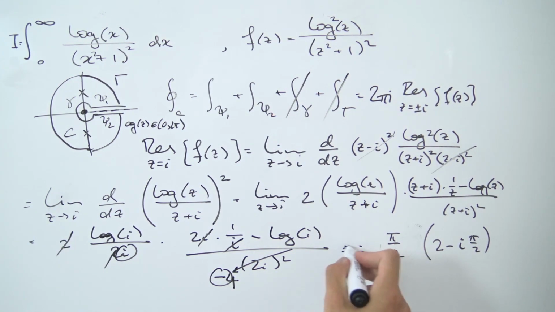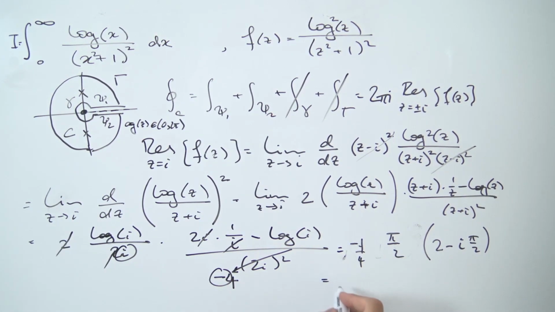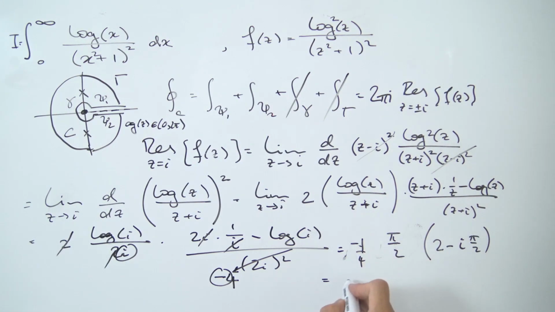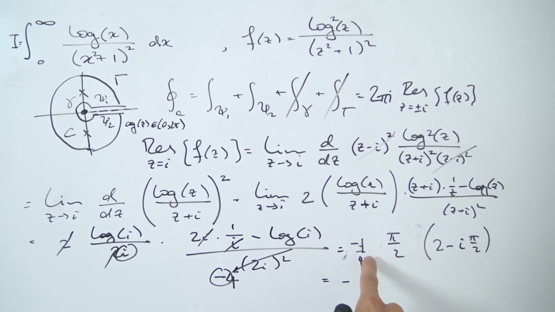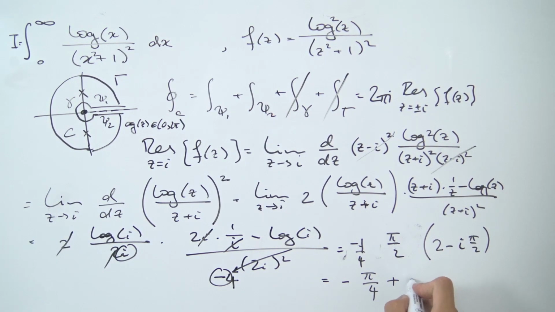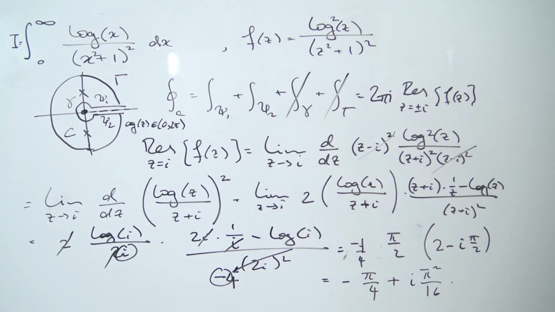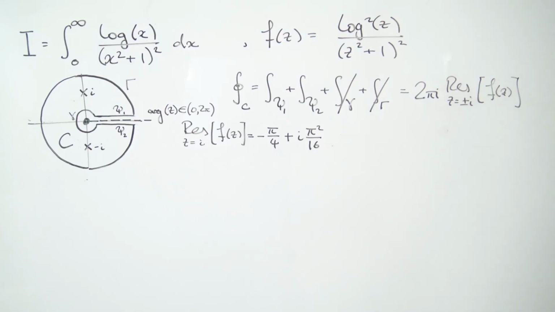Let's simplify this. i times i is just a negative 1, and we can expand everything inside. In the end we have minus 2, and the 2 here is going to cancel, leaving us with a pi over 4. Then if you expand, I believe you get a positive: 4 times 2 times 2 is 16, so we have something like i pi squared over 16. That should be correct. So the residue at z equals i is this guy over here.